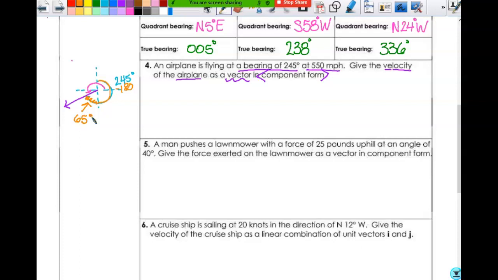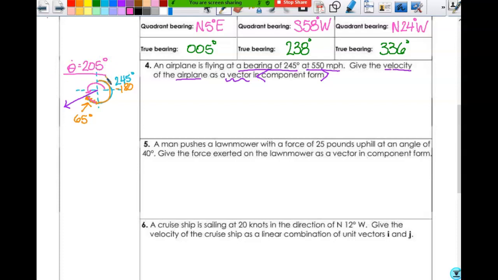Not my answer, but I know then that if I'm here for my theta, when I go all the way to here, that's 270, but I need to back up 65 degrees. So 270 minus this 65 is going to give me that theta is 205.